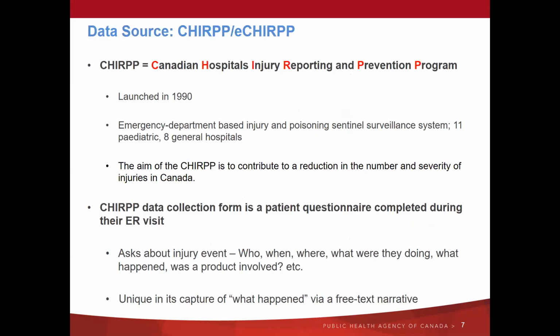So just a little explanation of the data source. The CHIRPP program was launched in 1990 in the pediatric hospitals across Canada. It was expanded after that to add some general hospitals. Currently, it's operating in 11 pediatric and 8 general hospitals, and it operates as a sentinel surveillance system. The ultimate goal is to contribute to a reduction in the number and severity of injuries in Canada. The main method to capture useful injury prevention information are the narrative fields.